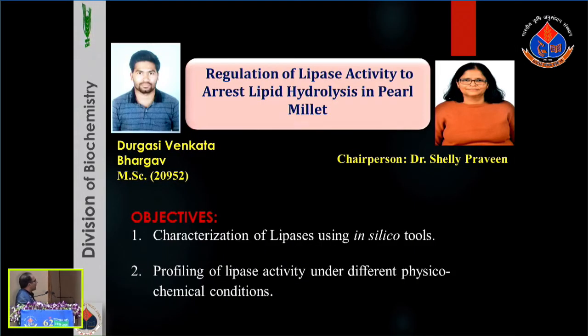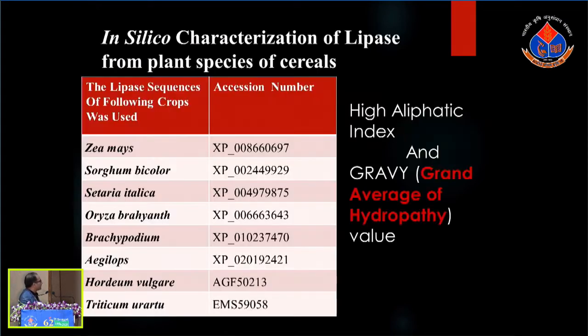So the student Durgasri Venkata Bhargav worked under the guidance of Dr. Shelly Parveen, and they targeted the first enzyme which I showed on the last slide, the lipase enzyme. They did the in silico study, and then they used different methods for inactivation of this lipase enzyme. When they did the in silico analysis, one very enlightening observation was that it has a very high aliphatic amino acid index, and the GRAVY, the grand average of hydropathy, is also very high. That means it is highly thermotolerant, so you require harsh conditions to inactivate this enzyme.